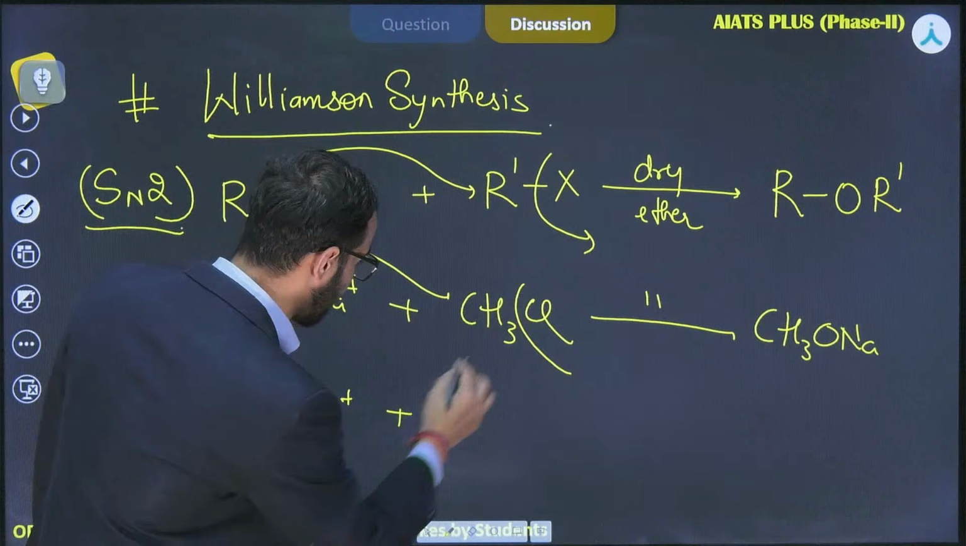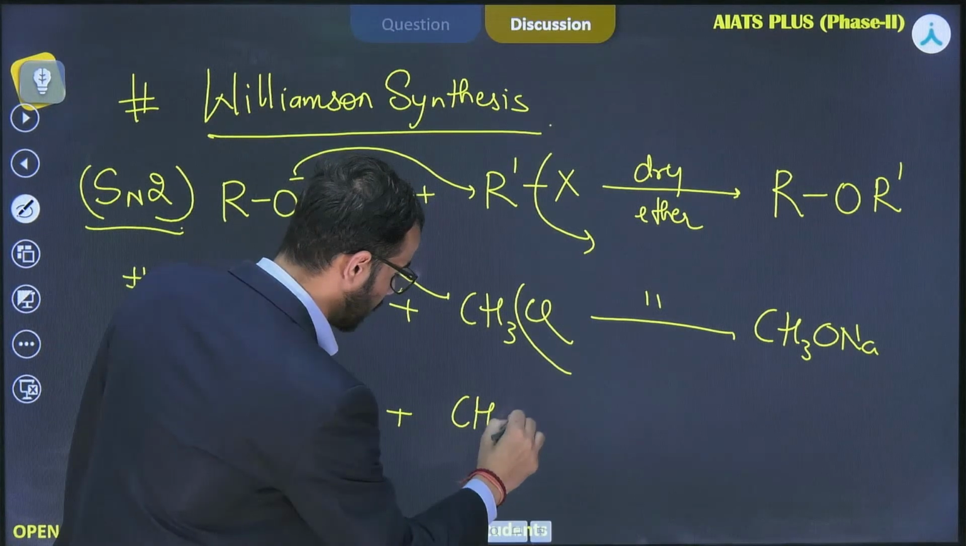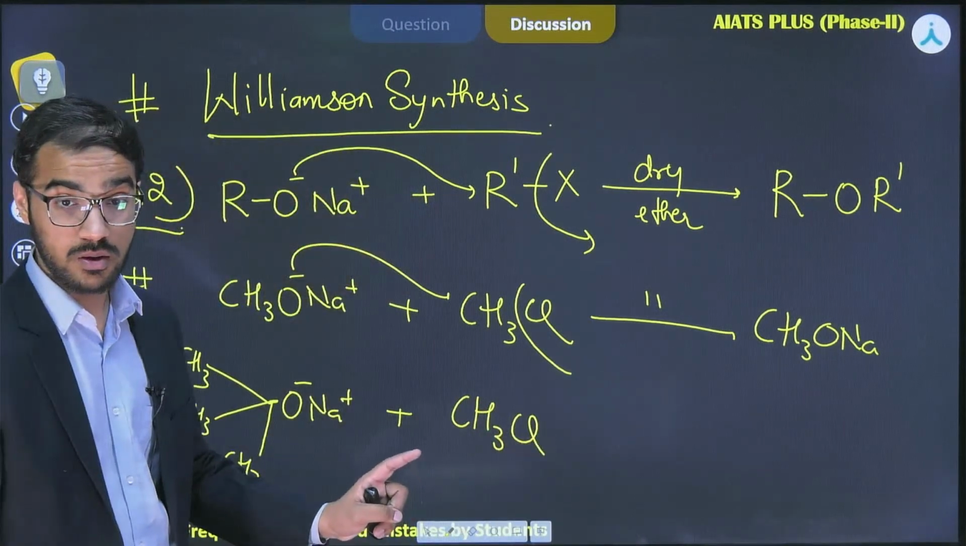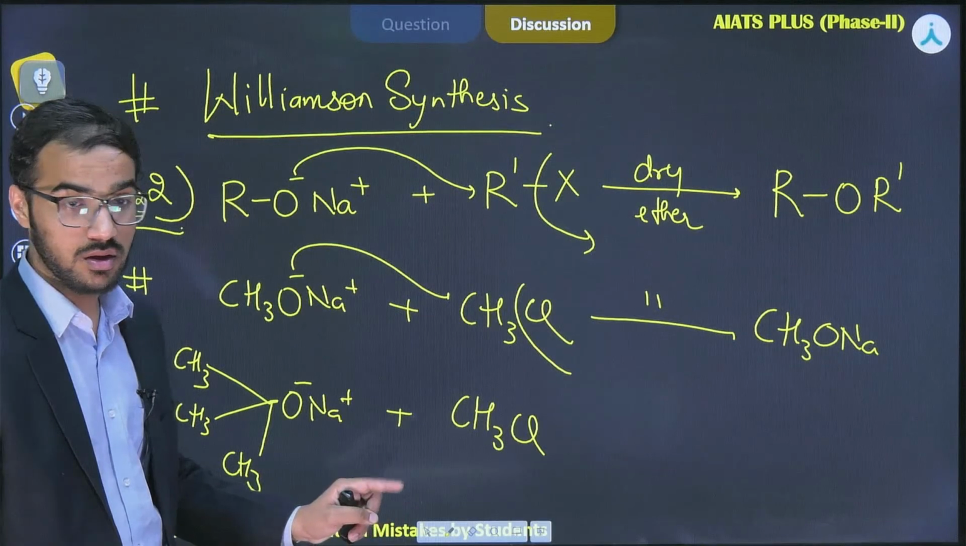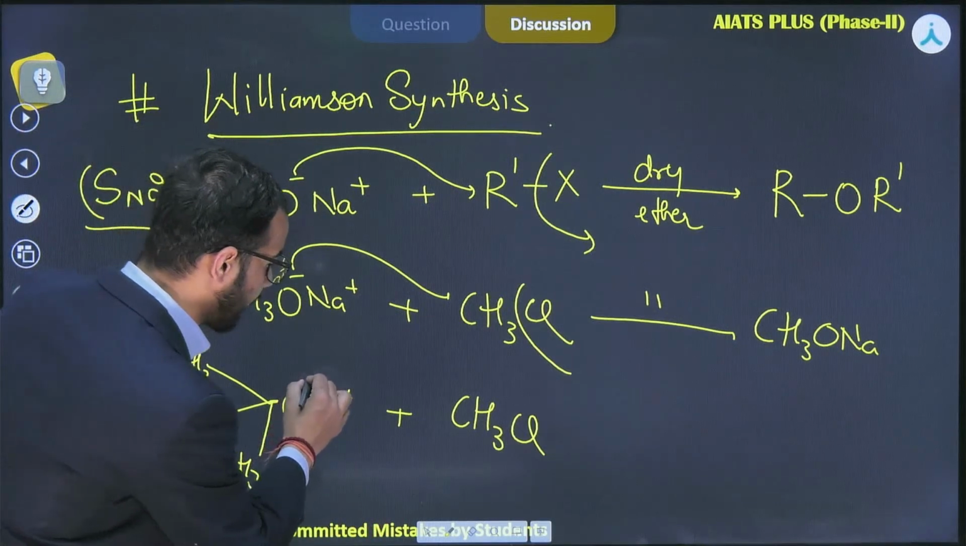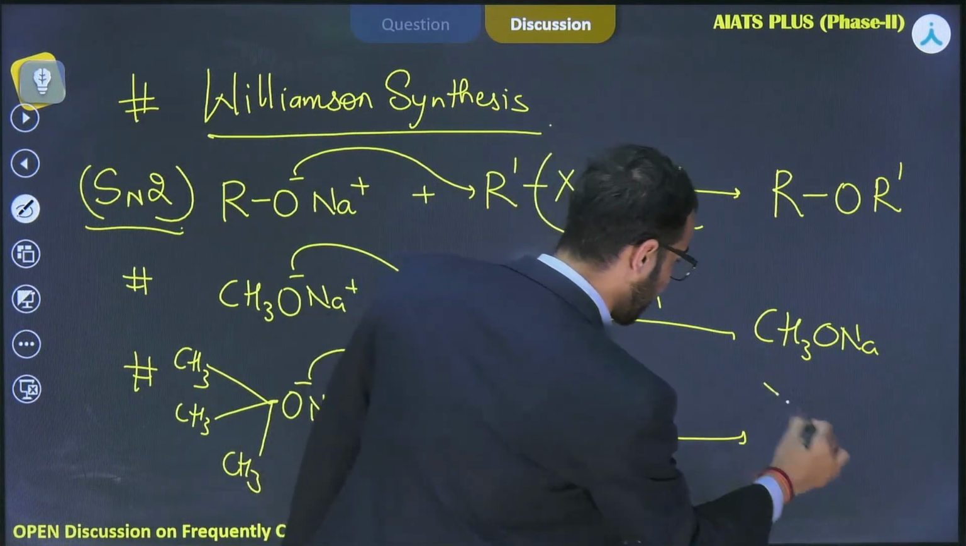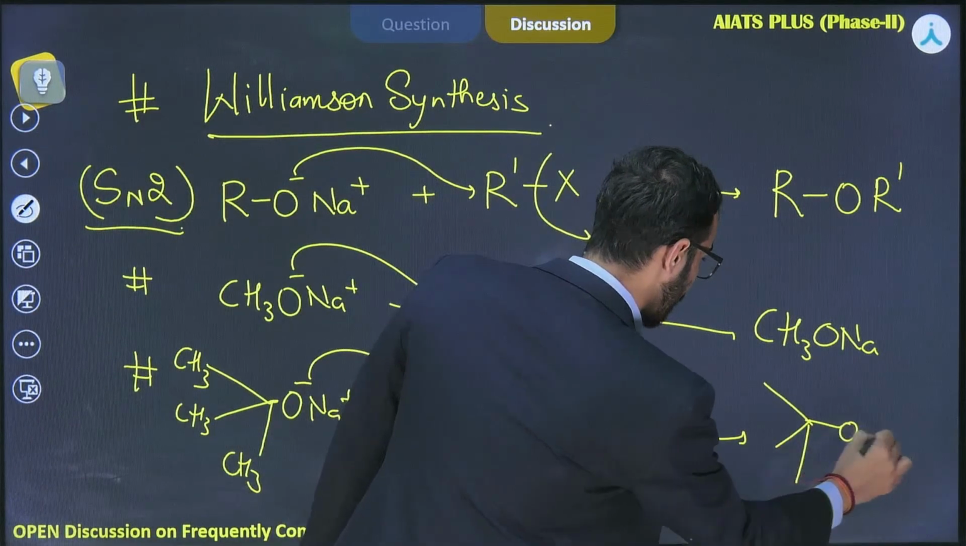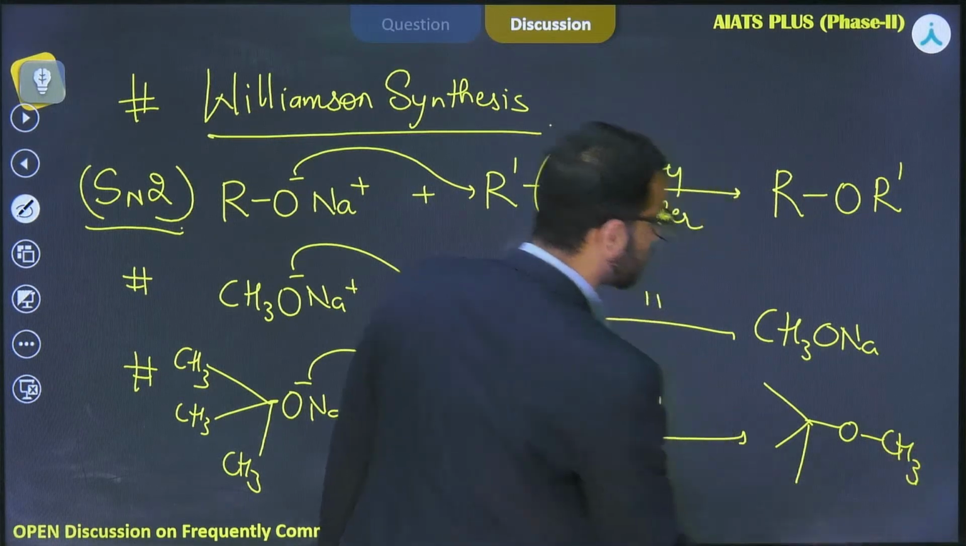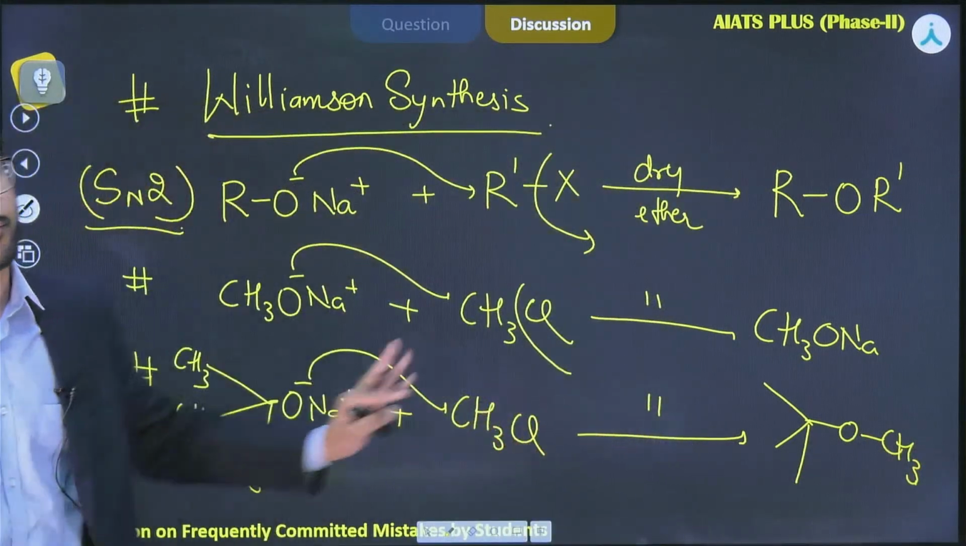You are reacting with again CH3Cl. Now, what will be the case? The O negative will attack the antibonding orbital. You will be getting OCH3. This is the final product being formed.